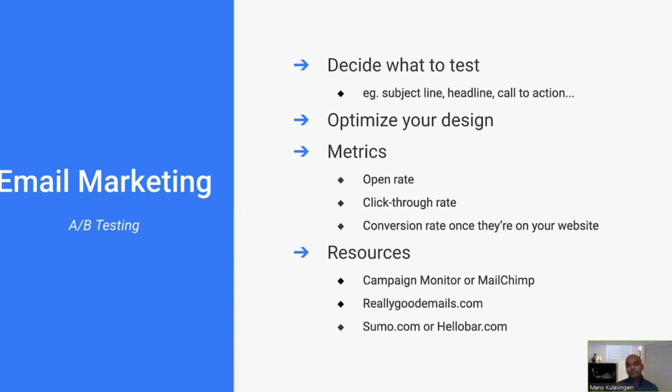Some of the resources that I would look at are Campaign Monitor and MailChimp. These are great tools that are out there. One really good one is reallygoodemails.com. There are great samples of email marketing letters out there, where you can look at what others have done and what works. So that's a really great resource to look at. And then sumo.com and HelloBar. These are two tools you can use for capturing emails off of your website, so that you're building your list organically that way.